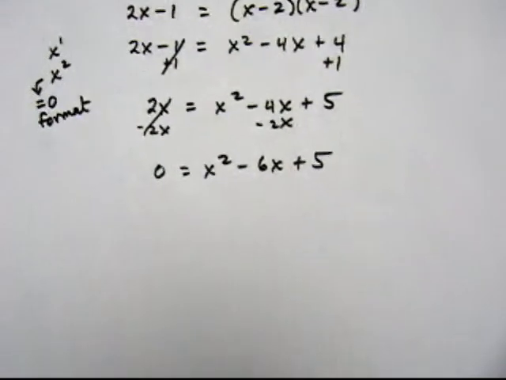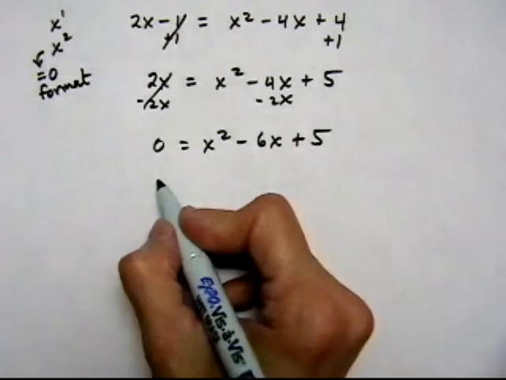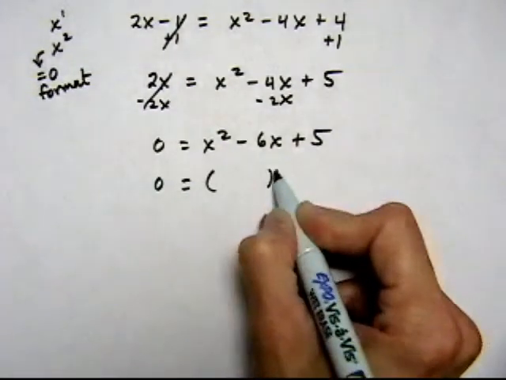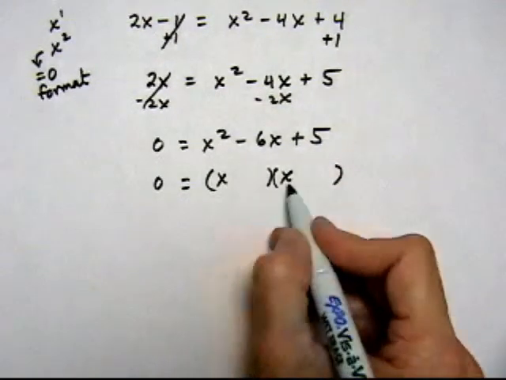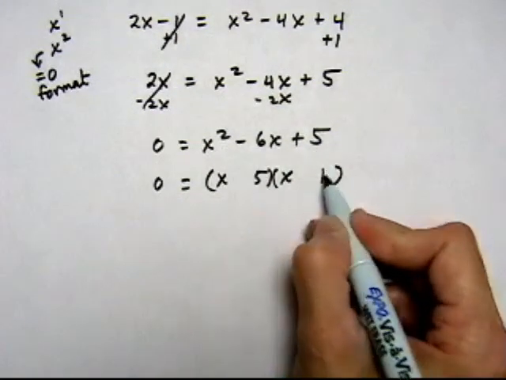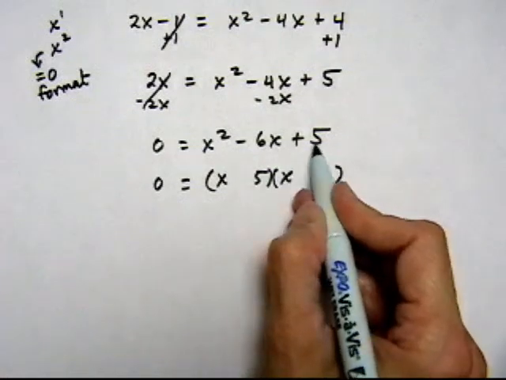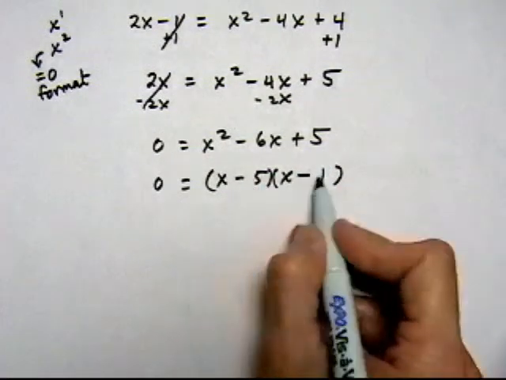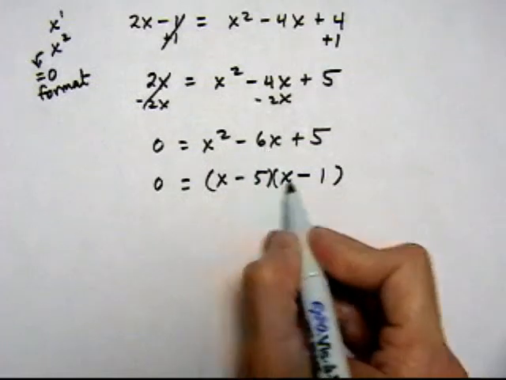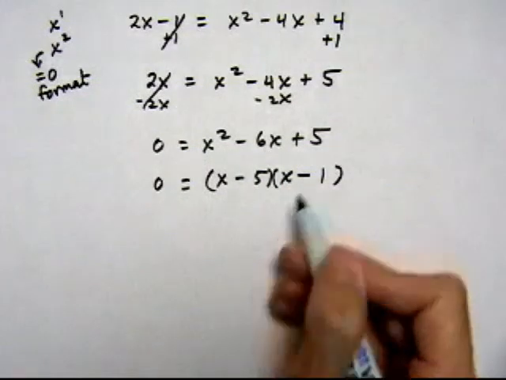And now we can try to factor. And this is factorable, so that's good. That means we'll be able to solve for x. So we have x times x, and then 5 and 1. And because it's plus 5, we need same signs. And because the same signs combine to a negative 6, we need them to be minus signs.